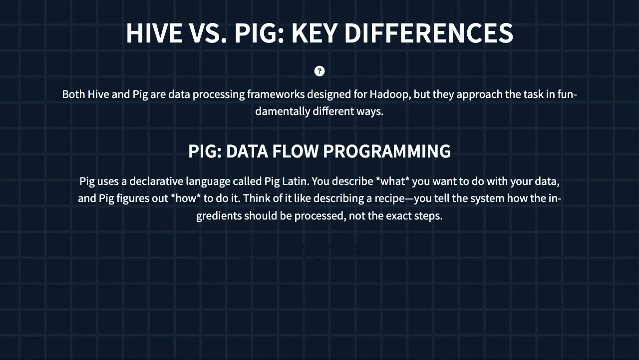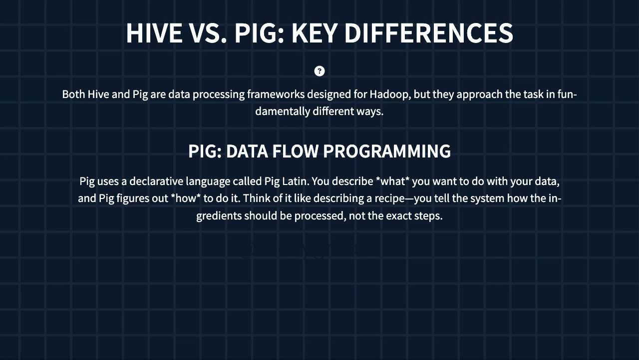Okay, let's talk about the differences between Hive and Pig. Both are powerful tools for working with big data on Hadoop, but they have very different approaches. Pig uses a language called Pig Latin. You tell it what you want to do with your data, almost like describing a recipe. Hive, on the other hand, is more SQL-like. You specify how you want things done, and Hive translates that into MapReduce jobs, which are then executed by Hadoop.